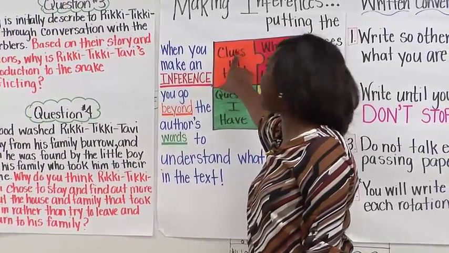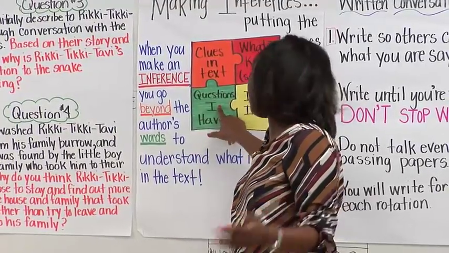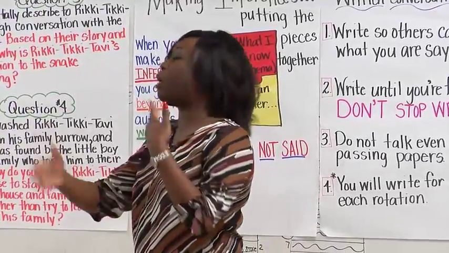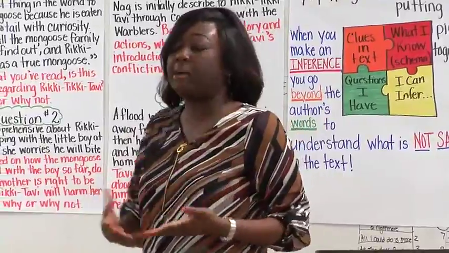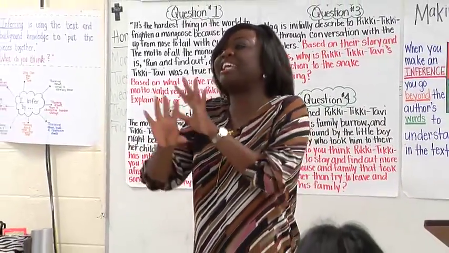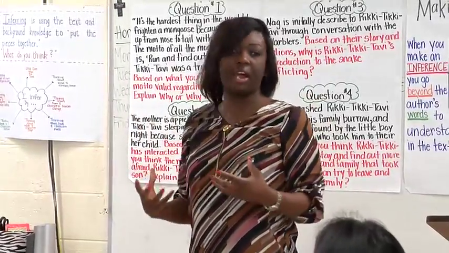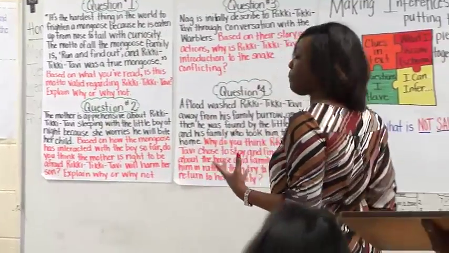You take the clues in the text, what you know, questions that you might have, and then you make an inference. When you make an inference, you go beyond the author's words. Because remember, sometimes the author doesn't say it word for word. Sometimes he leaves room in there for you to think for yourself and figure out what he was trying to say, kind of like a detective, okay?